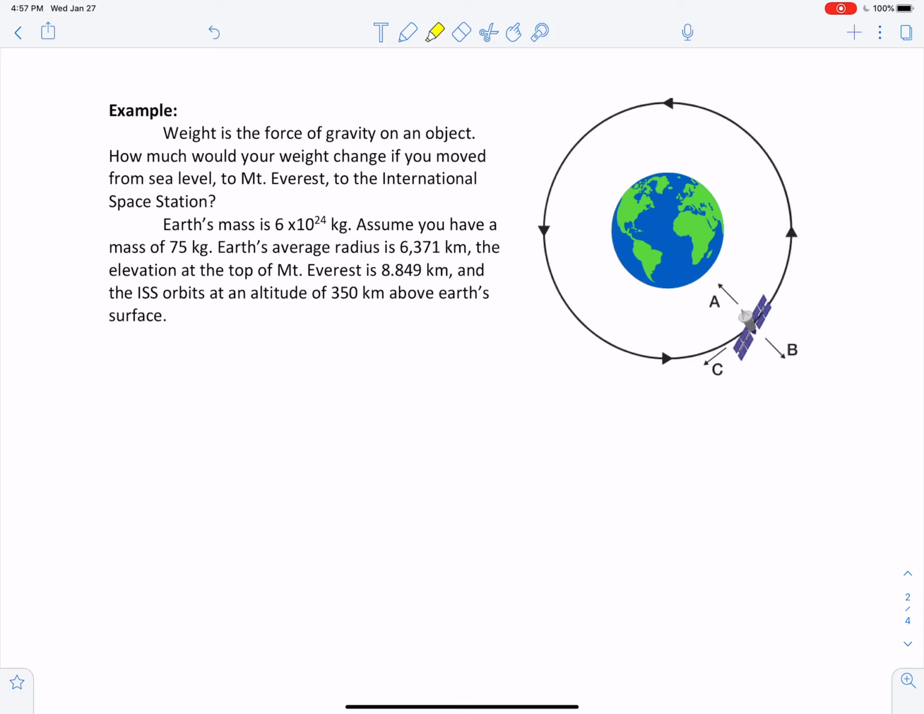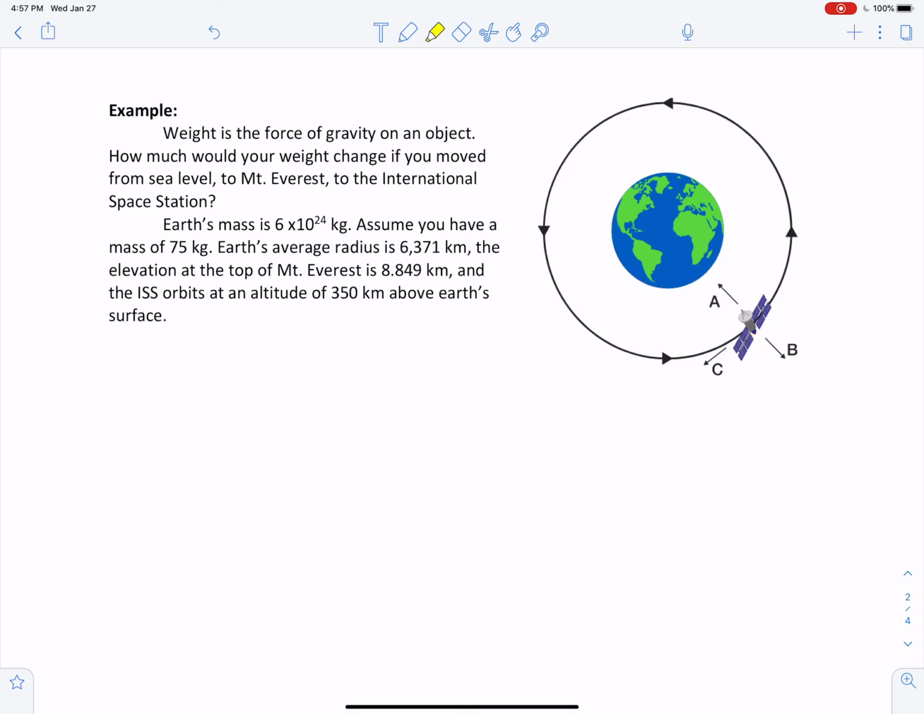Earth's mass is 6 times 10 to the 24 kilograms. Let's assume that your mass is 75 kilograms. And then Earth's average radius is 6,371 kilometers. The elevation at the top of Everest is 8.8 kilometers. And the ISS, meaning the International Space Station, orbits at an altitude of 350 kilometers above Earth's surface.